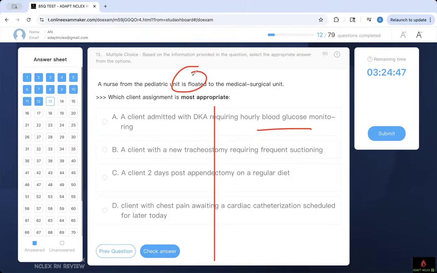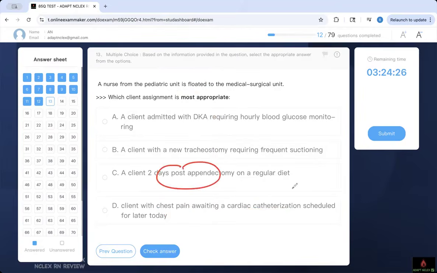Client with what? Tracheostomy requiring frequent suctioning. Client 2 days post-appendectomy who is just eating. Client with what? Chest pain, cardiac catheterization. And you step back and say, chest pain, cardiac catheterization, a bunch of stuff. This is all something classic to med-surg. You have appendectomy, you're eating. Well, every nurse can take care of this.